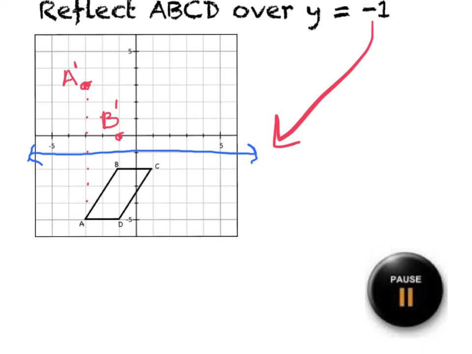Press pause in the video while you're plotting C prime and D prime. Connect the 4 vertices with a straight edge, and when you're ready, resume the instructional video.